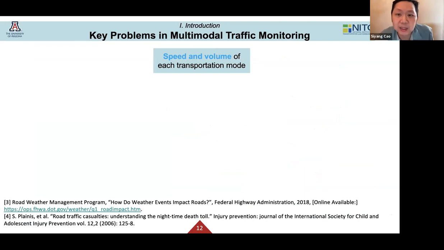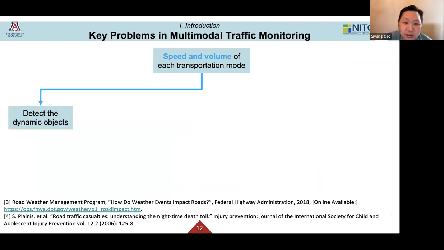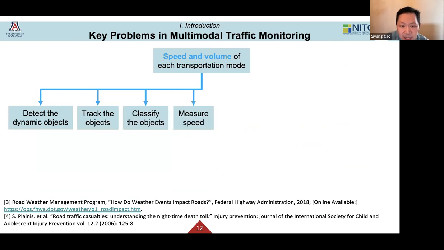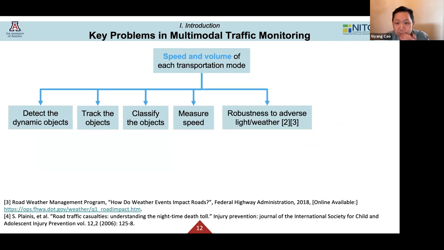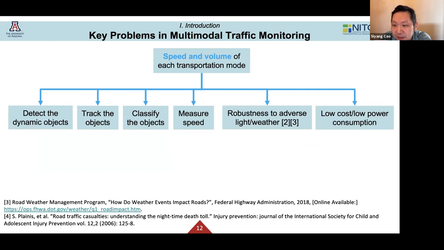The key problem in multimodal traffic is that we want to find out the speed and the volume of each traffic mode. So we are going to have several tasks here typically. For example, we need to detect the dynamic objects, and we need to track the objects and classify them. In the end, we can determine the speed of the object. And hopefully this traffic monitoring system can also be robust to adverse light and weather, and be low cost and low power consumption.